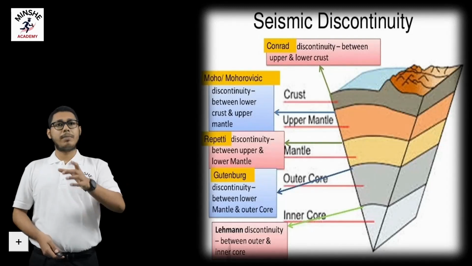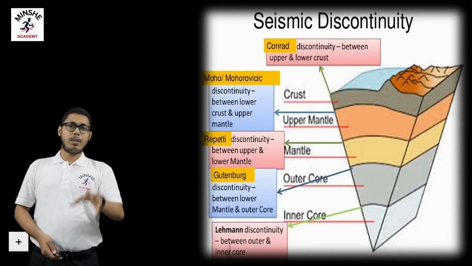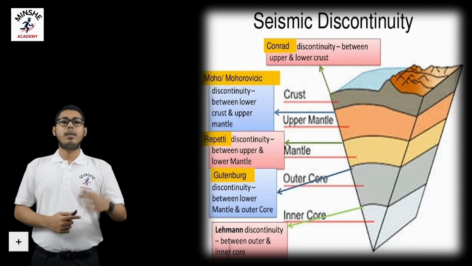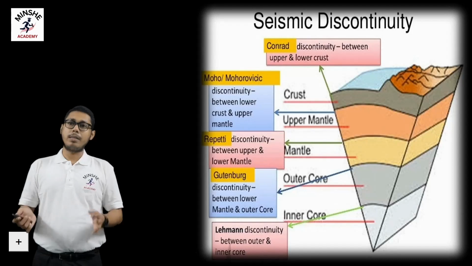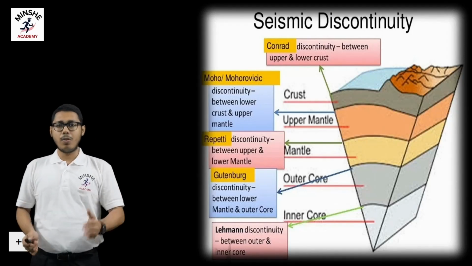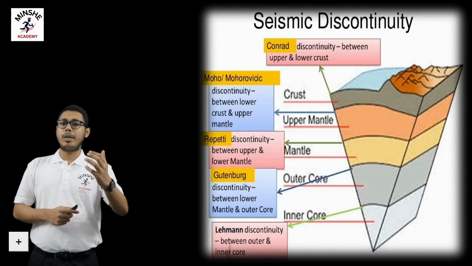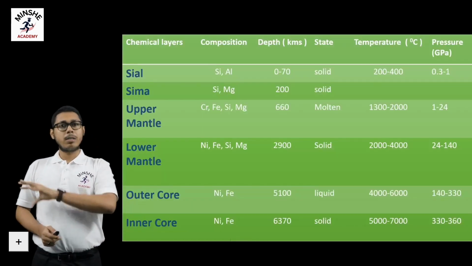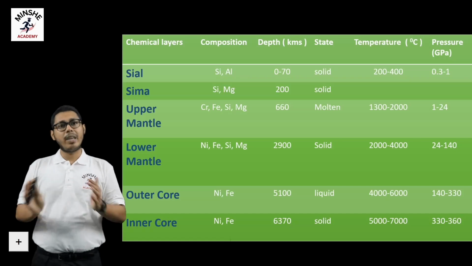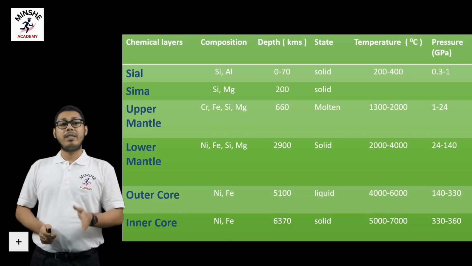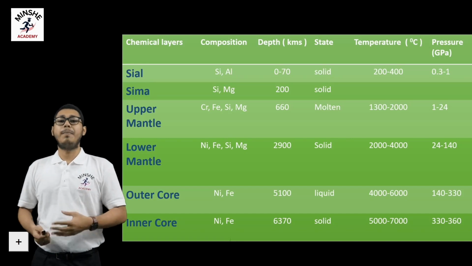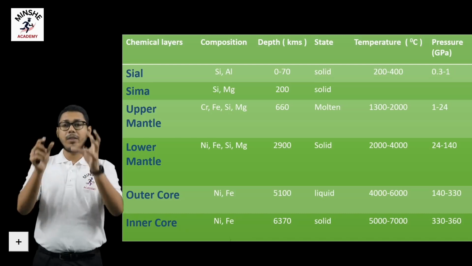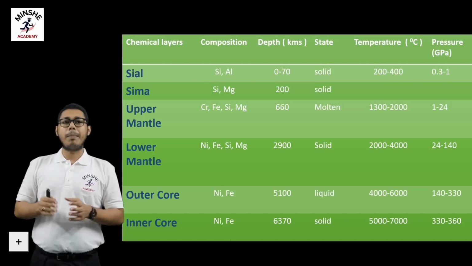Now the seismic discontinuities are all given, where we have mentioned the Conrad, the Mohorovicic, the Repetti, the Gutenberg, and the Lehmann. These are already explained, so I will not be going into detail. You can take a screenshot and learn about these. Now here a chart has been provided for your benefit. This chart, if you study it, will give you the complete information in tabular form.